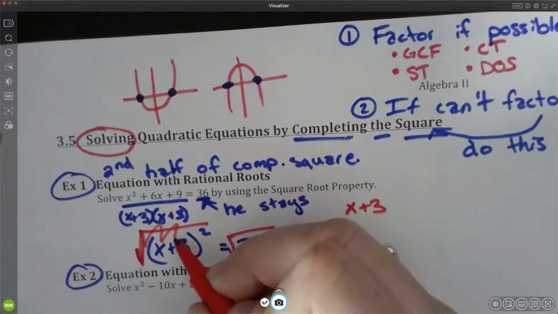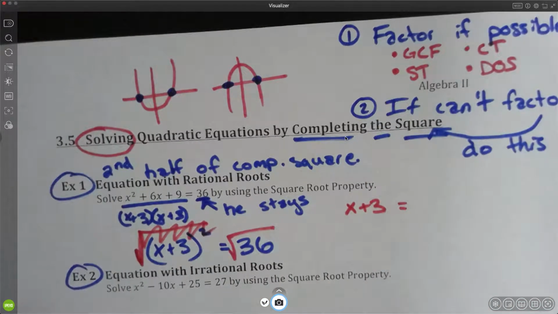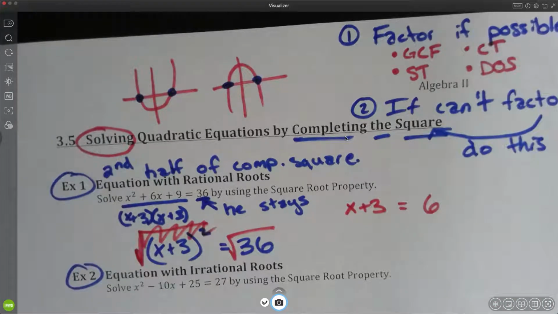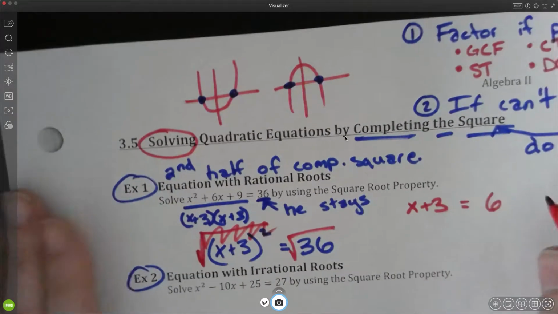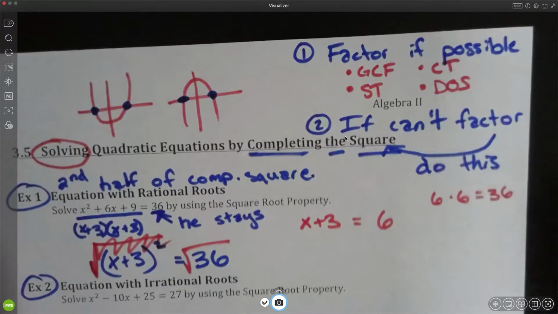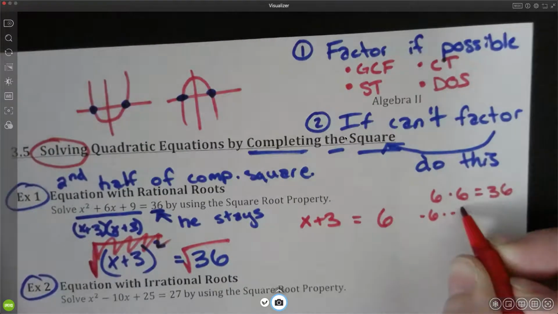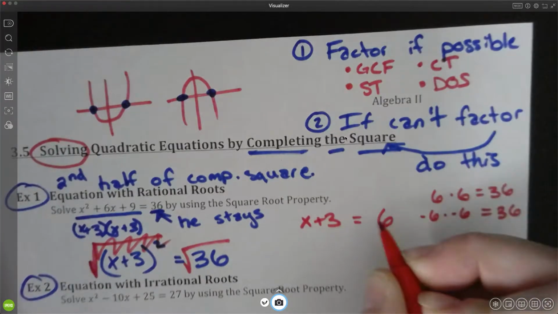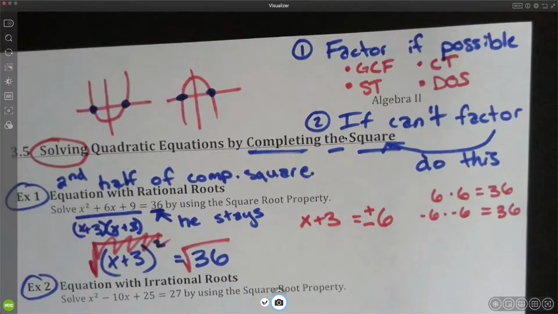And then, what's the square root of 36? 6. You're kind of right. It is true that 6 times 6 is 36, right? Yes. But what if I take negative 6 times negative 6? That's still 36. So we need positive 6 or negative 6, and that's how we write it, plus and minus 6, okay?